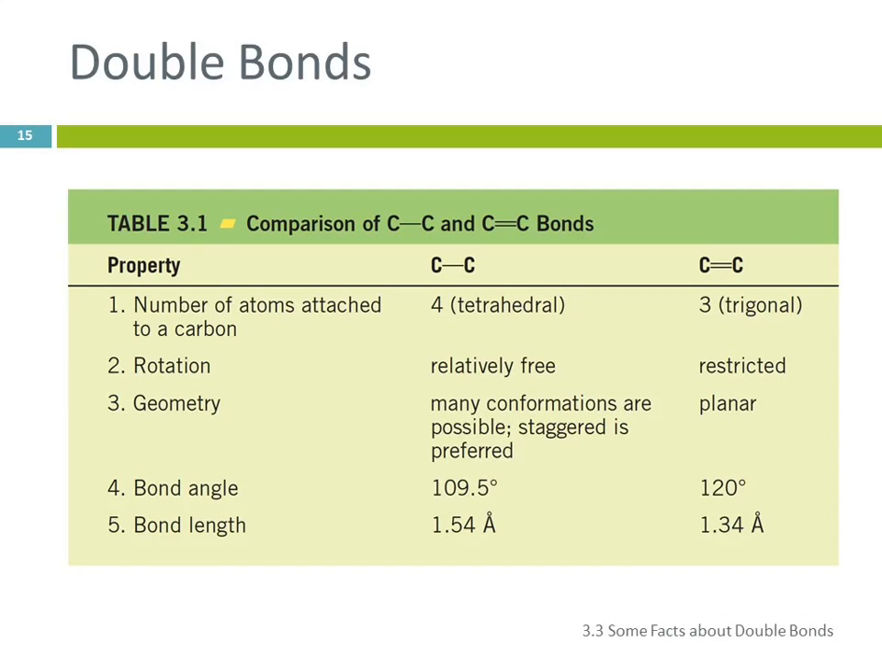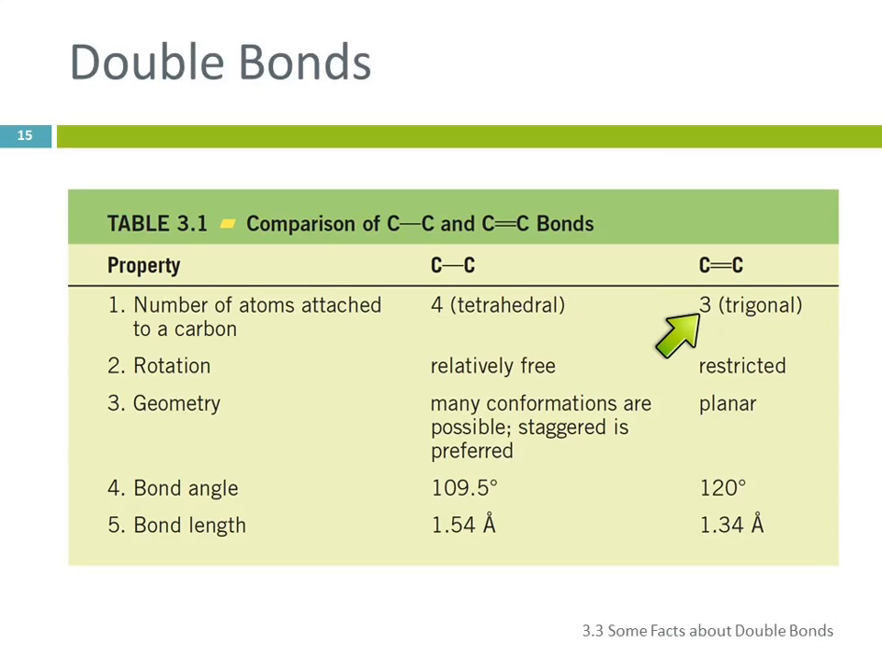It's helpful to compare the double and single bonds. So the number of atoms attached to a carbon is affected by the number of bonds. If we only have single bonds, we're going to have a tetrahedral arrangement, and there'll be 4 groups attached to the carbon.